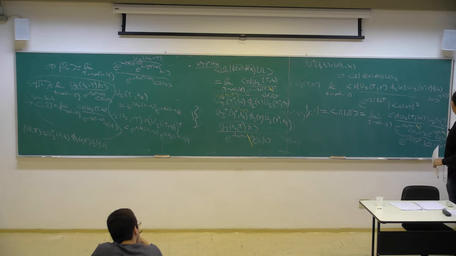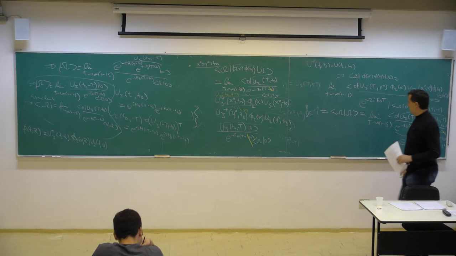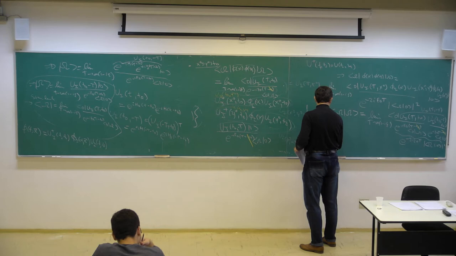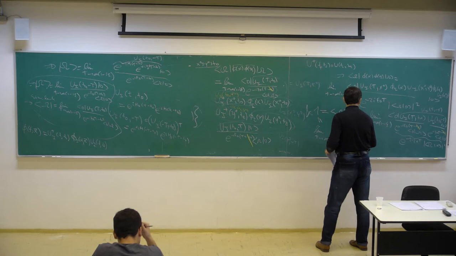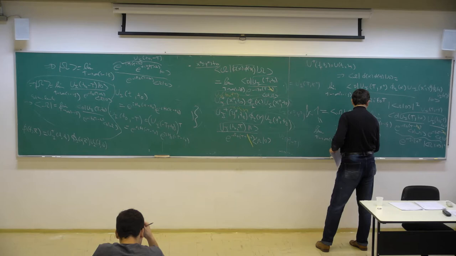And in here we go from t to t0 and t0 to −t, so this is U_I(t, −t). So 1 is equal to the limit t going to infinity(1 − iε) of ⟨0|U_I(t, −t)|0⟩ over e^{−2iE0t}|⟨Ω|0⟩|². Okay?